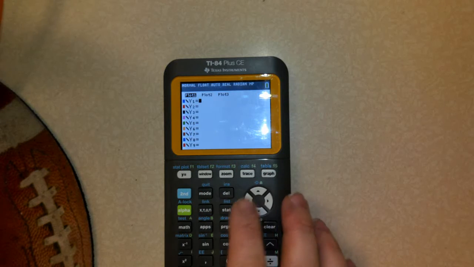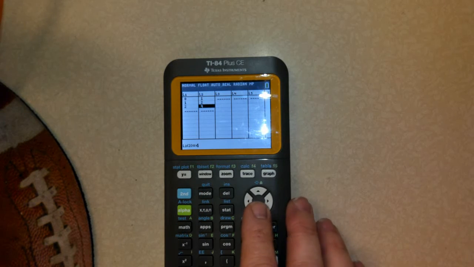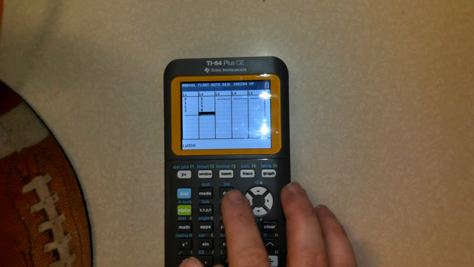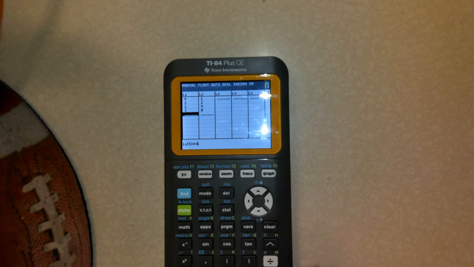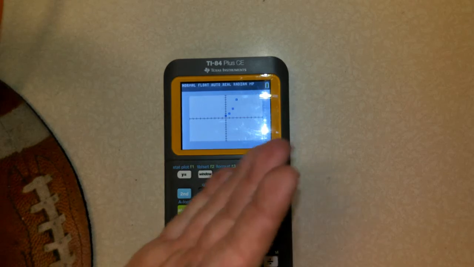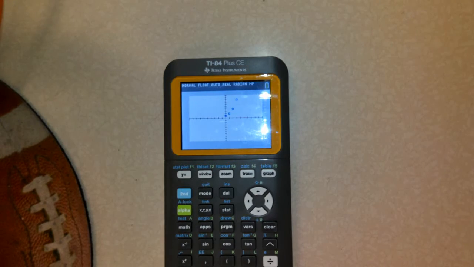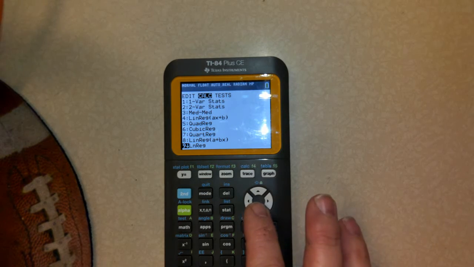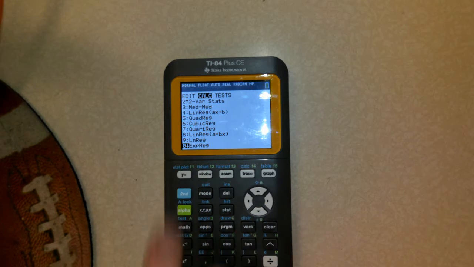And the more points I add to this, you will see that this J curve becomes more and more definite. So I predict that it is going to be exponential. I can hit Stat, Calculate, and go all the way down to number 10. This stands for Exponential Regression Model. I'm going to hit Enter all the way until it calculates it.